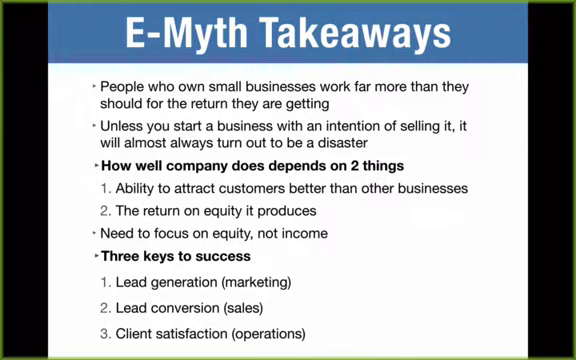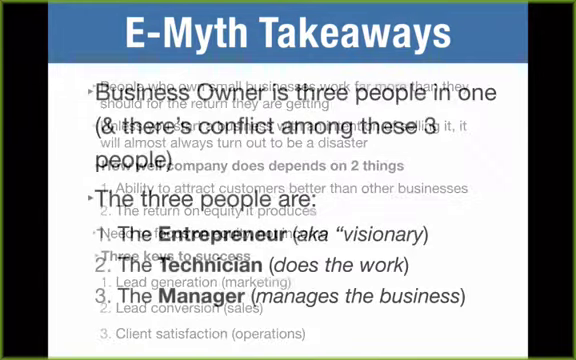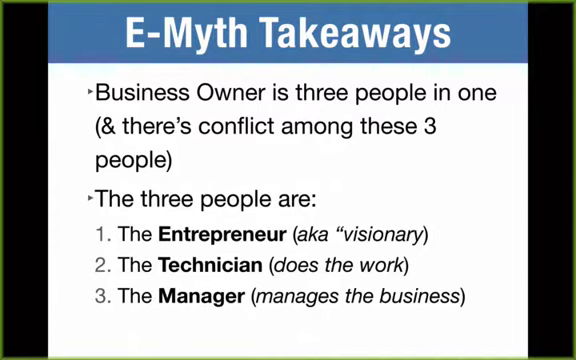So here's another key takeaway. Now, remember earlier I showed you the thing about the technician, the manager, and the visionary. In the book, this is a big part of the beginning. He says the business owner is really three people in one, and that there's a conflict among these three people. And if you read a lot of the reviews, people say, oh, now I understand what the problems were.